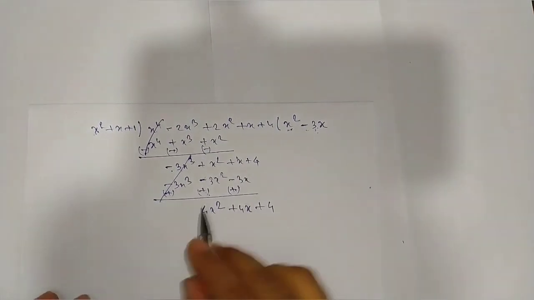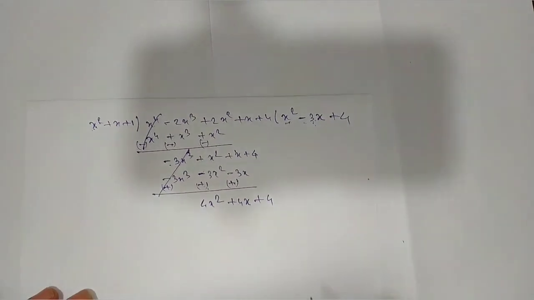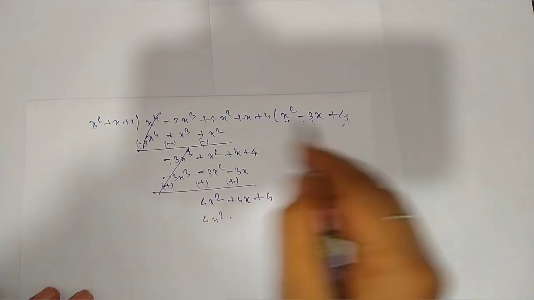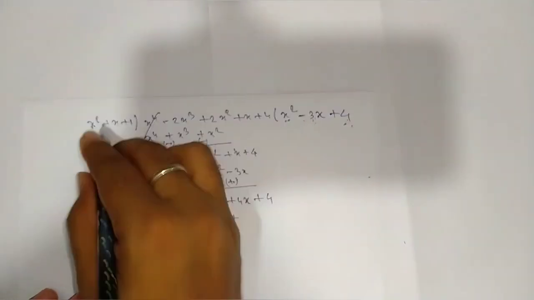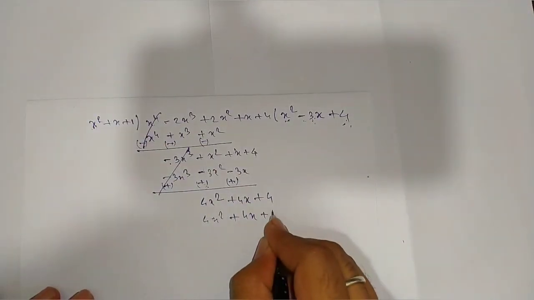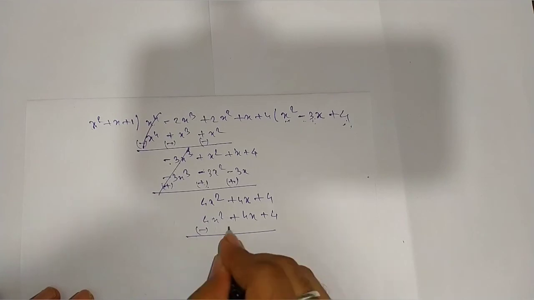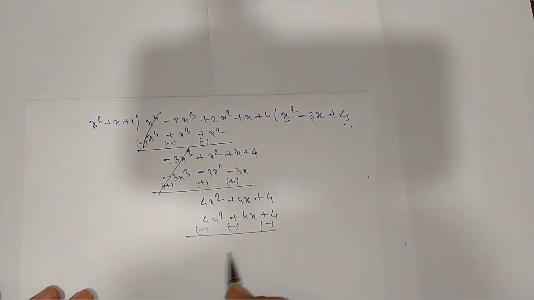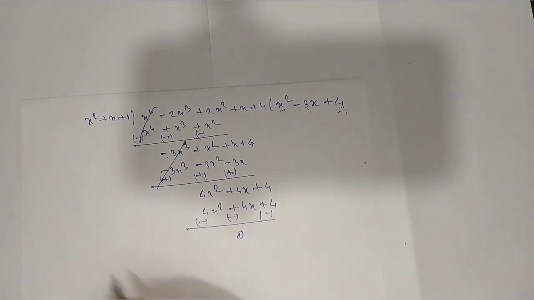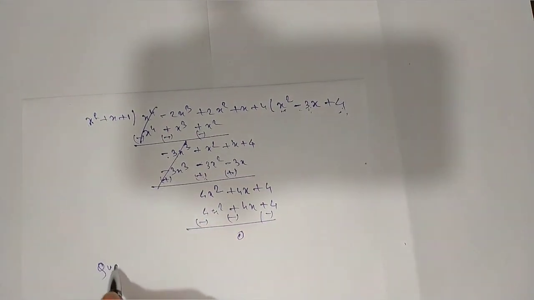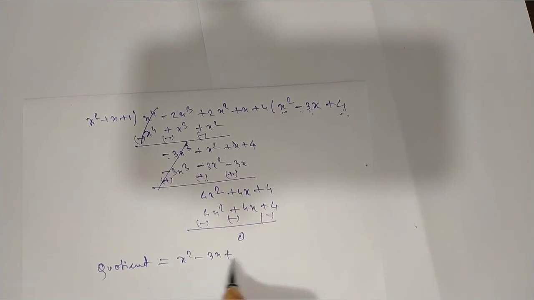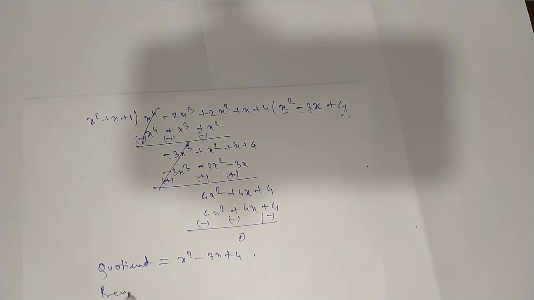So what will we do? Take plus 4. Then 4 into x square gives 4x square, 4 into x gives 4x, and 4 into 1 gives 4, and just change the symbol. No need to cancel the whole thing, it looks like garbage. Just write 0 here. Your quotient is x square minus 3x plus 4, and the remainder we are getting is 0.